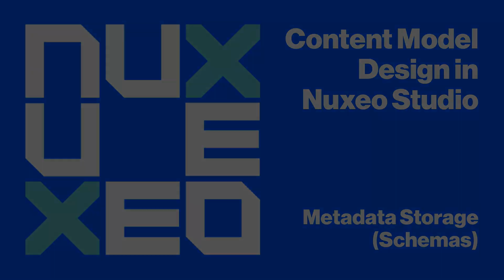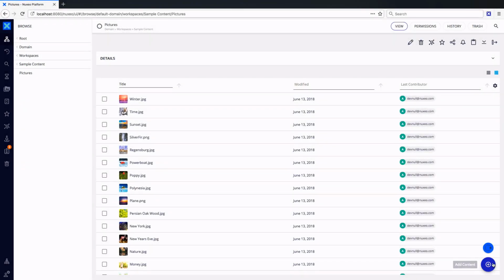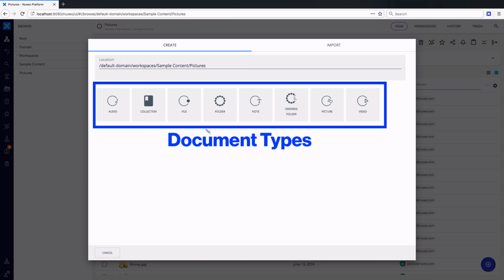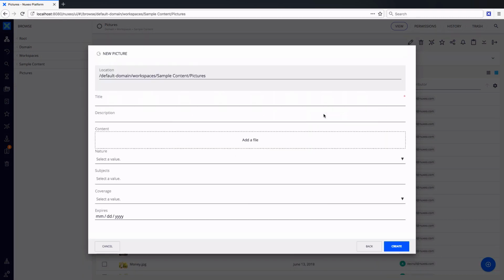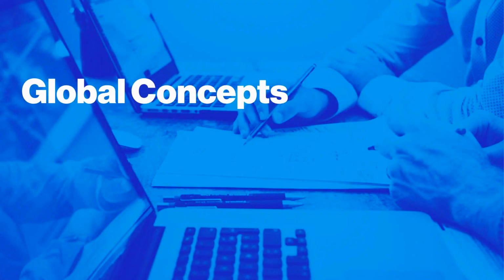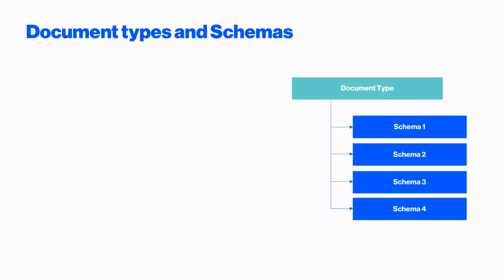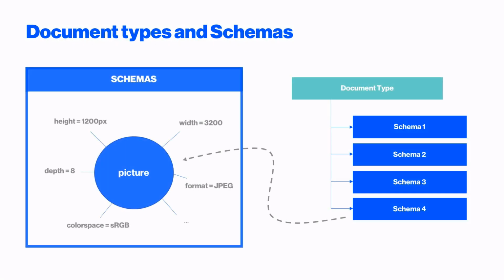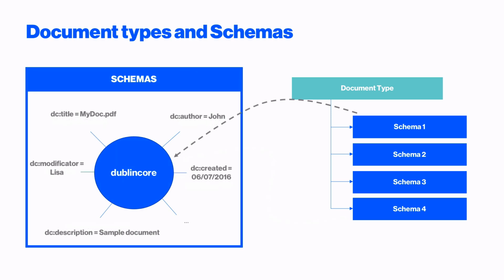In this video, you will learn how to use schemas for property storage. Once your document types have been created, you will likely wish to define the properties they should store. This is what schemas are meant for. Schemas store specific properties according to the selected document type. Schemas are property blocks. You can add as many schemas as you want to a document type, and they can be reused for any number of document types as well.